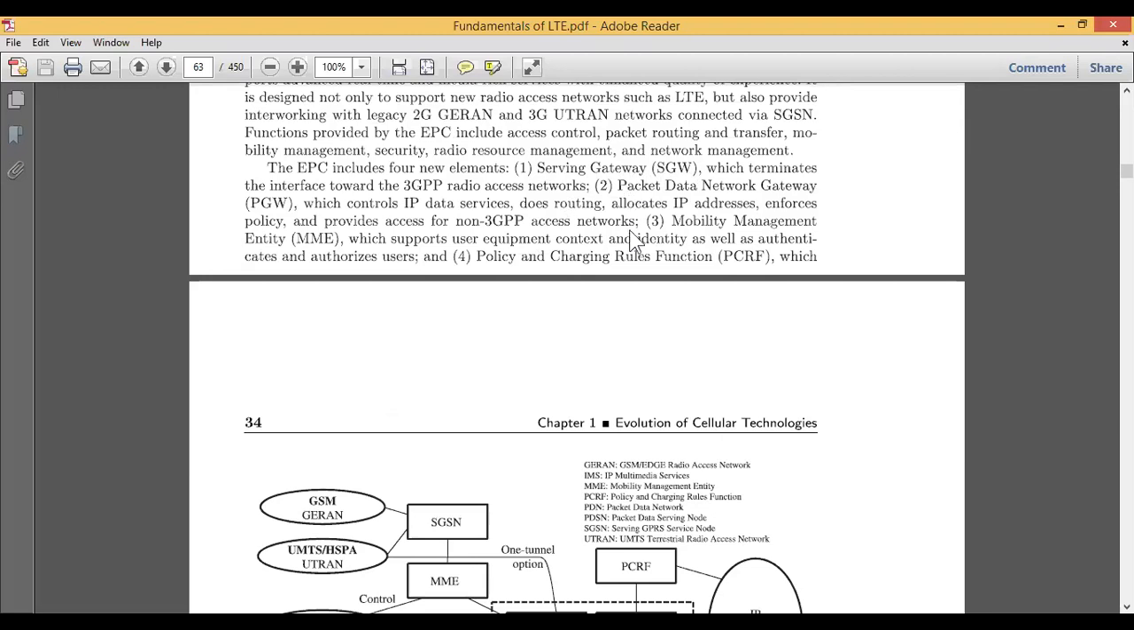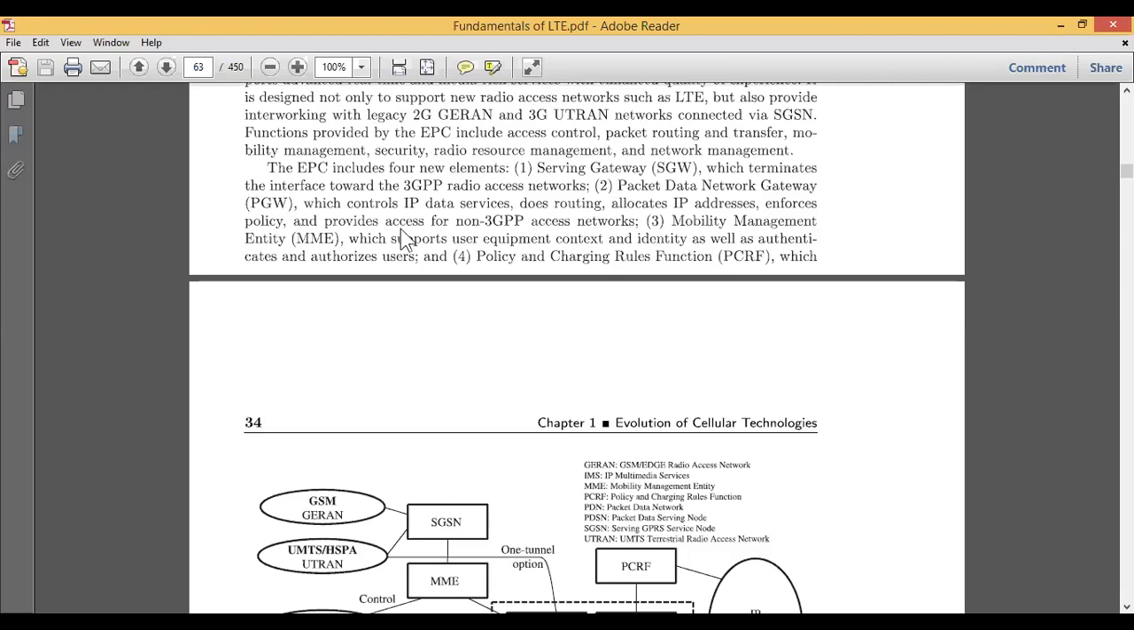Now this SGW is meant to terminate the interface towards the 3GPP radio access network. The second is the packet data network gateway, we call it PGW. It controls the IP data services, and handles routing and allocating the IP addresses. Because when you want to transmit data, the data will be in terms of packets. So if you want to transmit the packets, then you need to have some IP addresses, which is a 32-bit address.